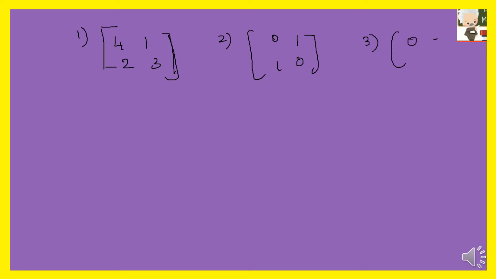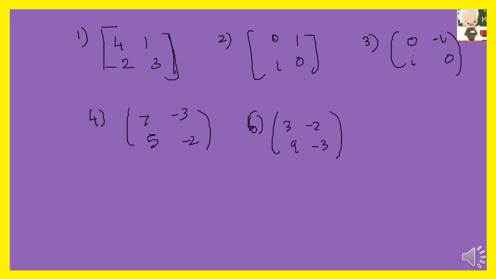So 0, minus i, 0. Fourth it is 7 minus 3, 5 minus 2. Fifth one it is 3 minus 2, 9 minus 3. And then the sixth one it is 1, 0, 0 minus 1.